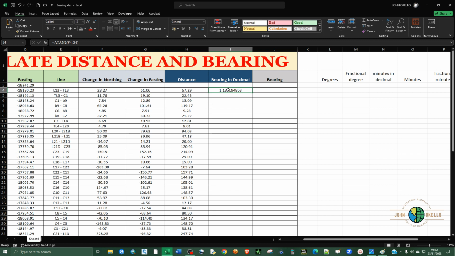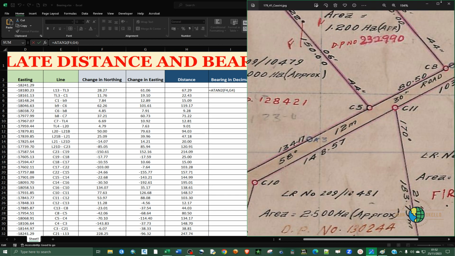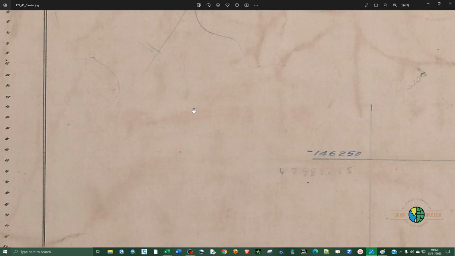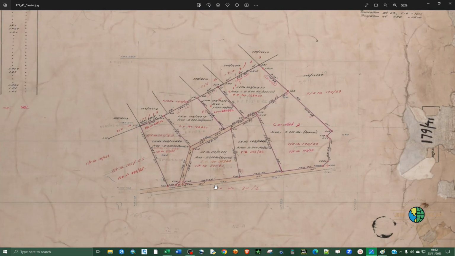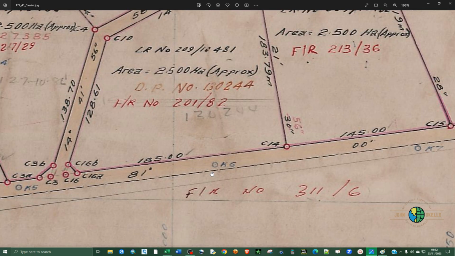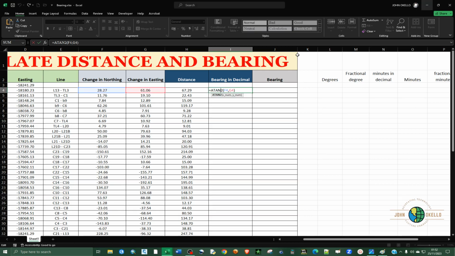So we want to convert this value to degrees. Because we are now dealing with degrees, as you have seen in this survey plan, the bearings are in degrees. So we are going to convert that radian value to degrees, and in order to do that, we are going to use another function called degrees. So just type in degrees in front of the formula that we just used to calculate the bearing in.